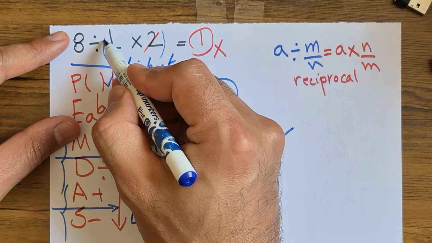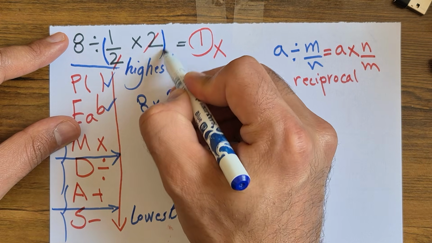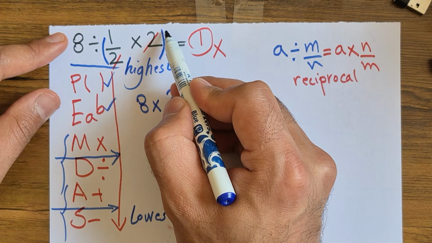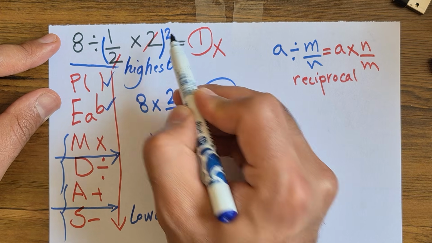So for your homework, what would the answer be if we had this last part inside the parentheses and squared?